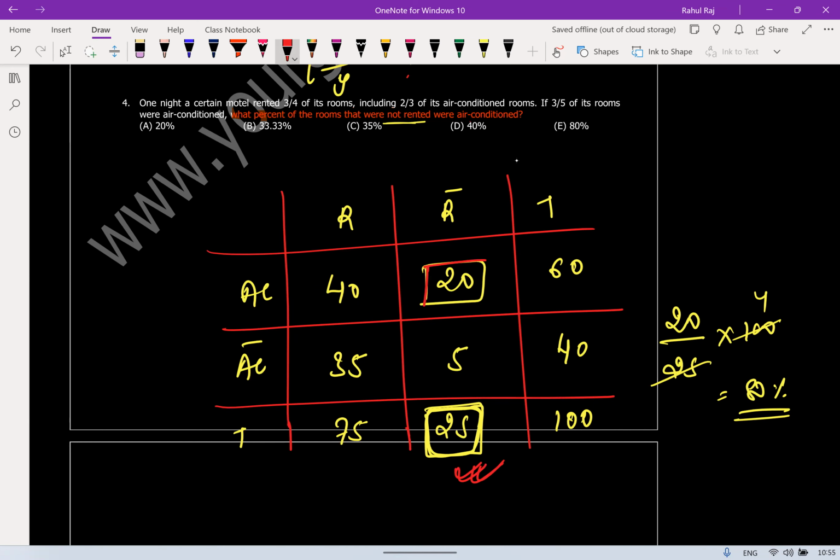So total room air conditioned is how much? Total 20. The rooms that are AC and not rented is 20, right? And total not rented rooms is what? Total 25. Exactly. What percent of the rooms that were not rented? Not rented is 25. Where air conditioned? Air conditioned is 20. So 20 by 25 into 100. What are you getting?